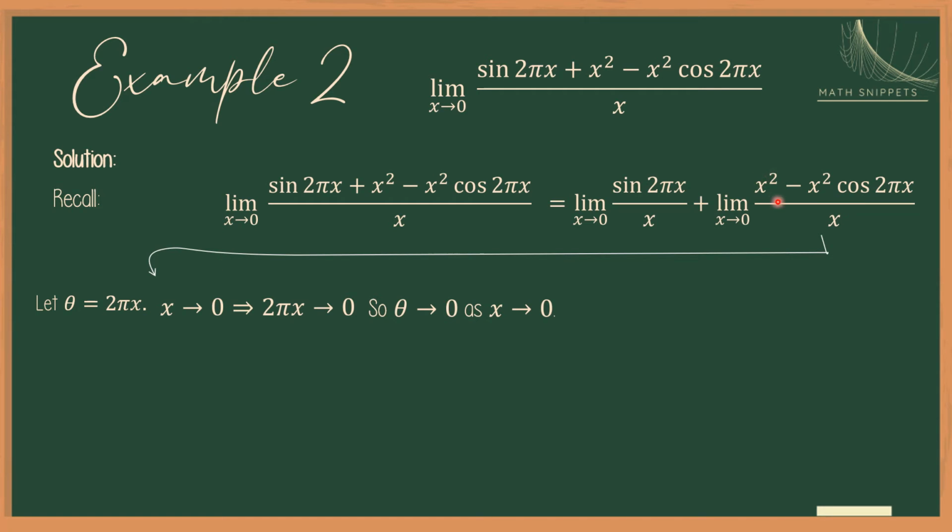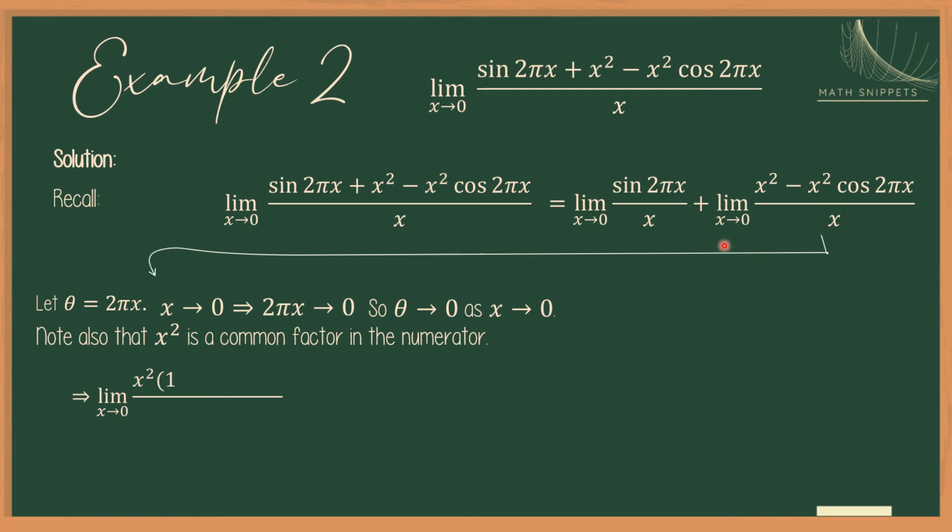Now, observe here in the numerator that we have a common factor that is x squared. So we factor it out from the numerator, and this gives us the limit of x squared times 1 minus cosine of 2 pi x over x as x approaches 0. Then we apply the product law, meaning we will distribute the limit to the factors in the function. So we get the limit of x squared times the limit of 1 minus cosine of 2 pi x over x.